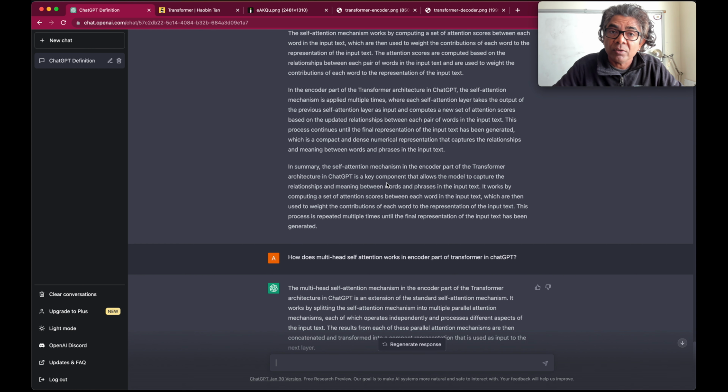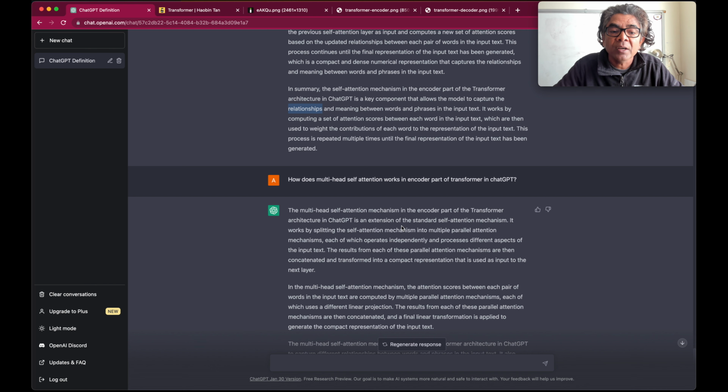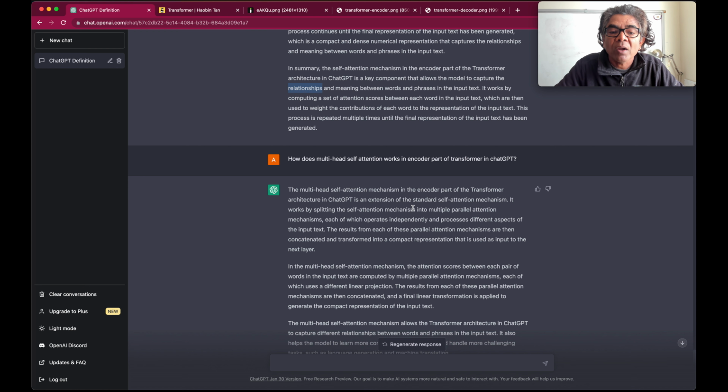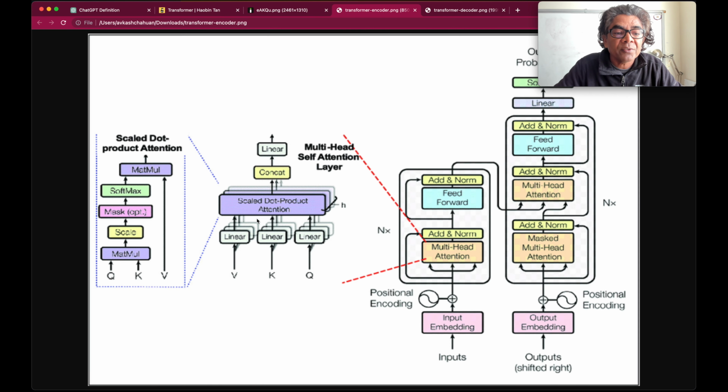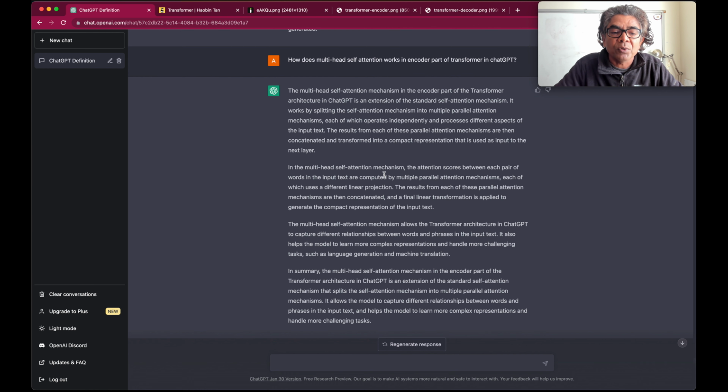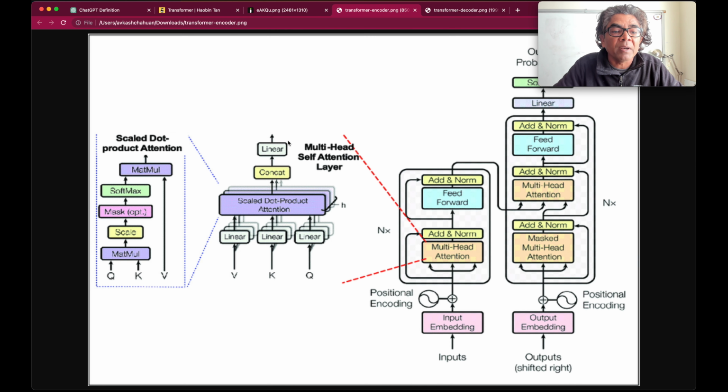And in order to make it work for lots and lots of data, we have multi-head self-attention, because it parallelizes the self-attention mechanism by splitting it into multiple parallel attention mechanisms. That is what you really see here: a parallelized version of the multi-head self-attention layer. If you study here, you will see that all the attention scores are being concatenated. The results from each parallel attention mechanism are concatenated in the final layer, and a final linear transformation is applied to generate the compact representation of the input text. And you can see that concatenation very clearly here.